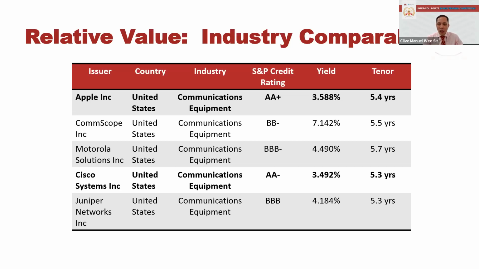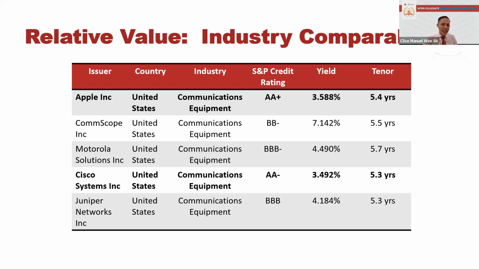Now, an important thing to note here is when you do this kind of relative value analysis, you have to make sure that the tenor is similar. So here, they're all within that bucket of 5 to 6 years tenor. So it makes the analysis a lot easier for you. So in this case, which particular bonds are you likely to buy?